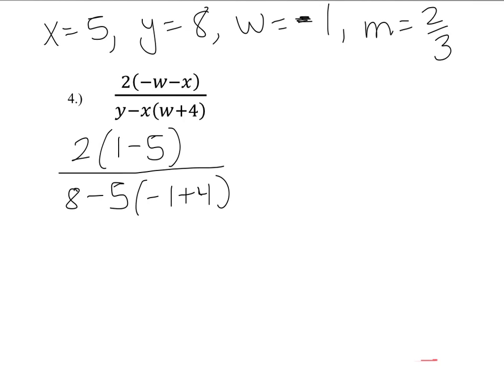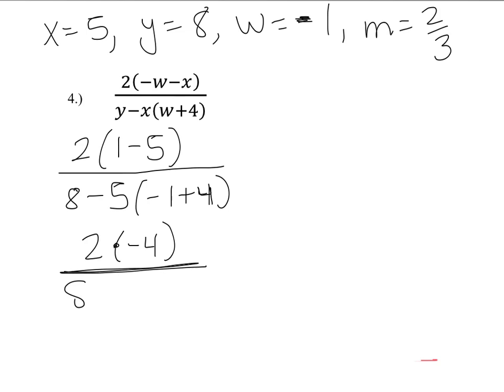All right, again, since you've got a fraction bar, you can do what's on top and what's on bottom at the same time. On the top, I've got 1 minus 5 inside my parentheses I have to do, so that's going to give me 2 times negative 4. I'm going to go ahead and write the negative 4 in parentheses, fraction bar. And then down here, don't do 8 minus 5. You have to do what's in parentheses first. And what's in parentheses is negative 1 plus 4. And negative 1 plus 4 is 3.